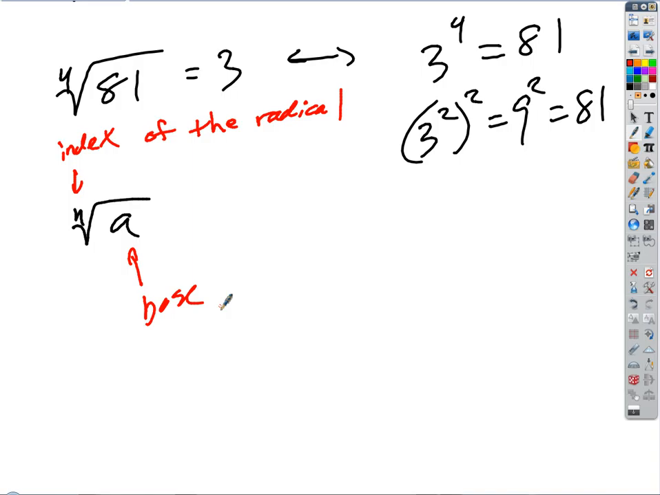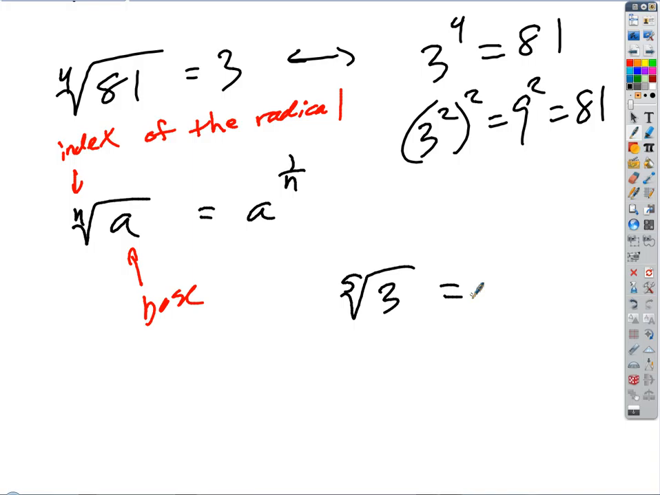We can, if we want to, and there's good reason for doing this, I'll explain it in a second, write this as a fractional exponent also. We can write this as a to the 1 over n power. So if you ever see a number or a variable or any base taken to a fractional exponent where the top is 1 and the bottom is n, that's the same thing as taking the nth root. Okay? So how would I write, for example, the 5th root of 3 as a fractional exponent?